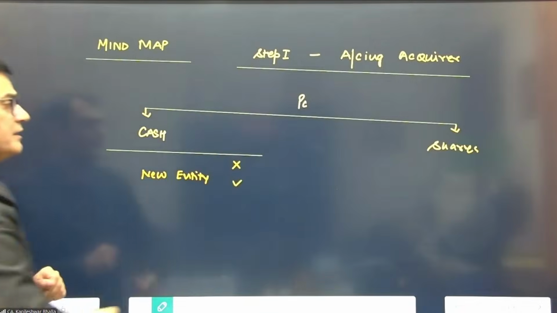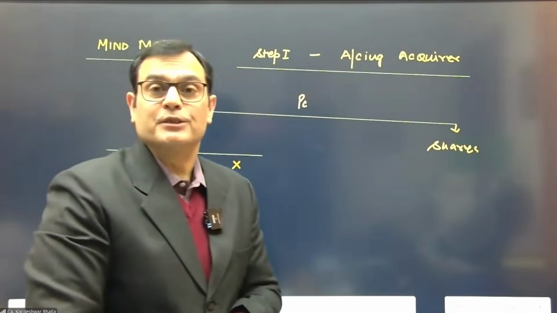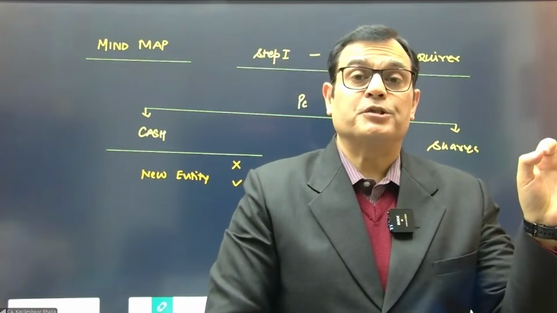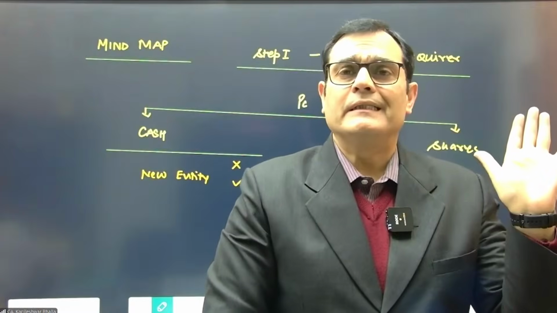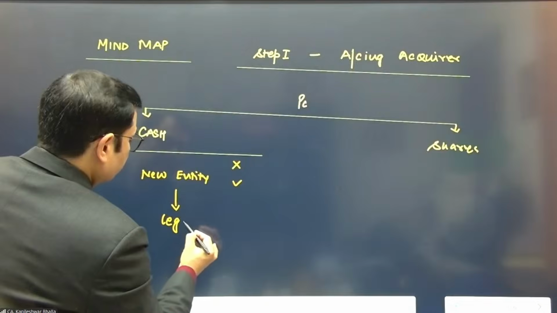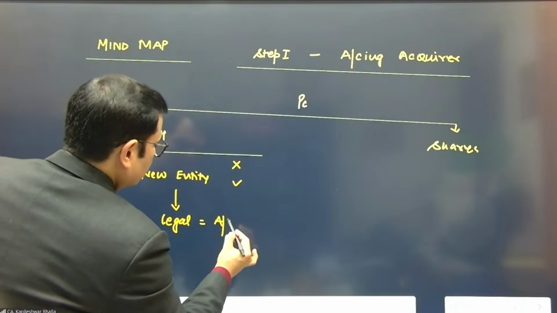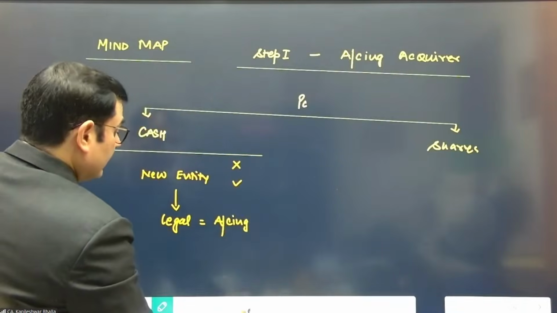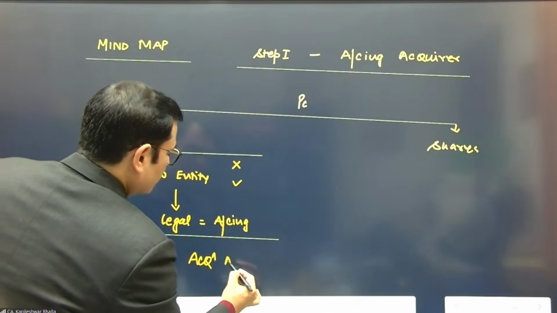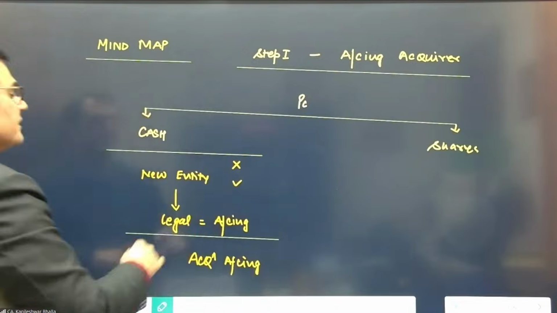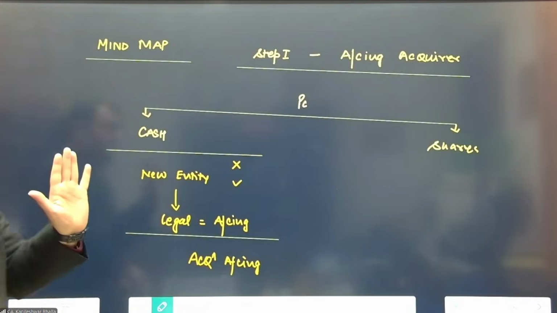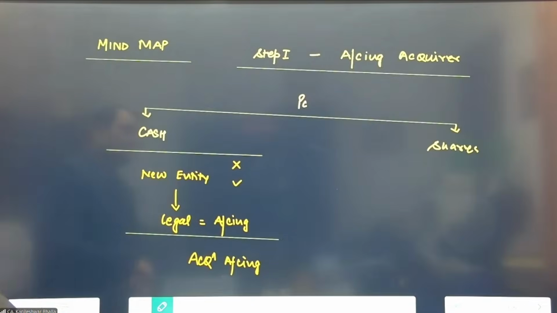So the focus in this case is, whether you create a new entity or not, it does not make any difference to me. The moment your consideration is in cash, undoubtedly the legal and the accounting acquirer is the same. So in this case, we can say the legal as well as the accounting acquirer is the same. And that implies that it is going to be a case of acquisition accounting. It's not going to be a case of a reverse acquisition. The moment your purchase consideration is in cash, it is clear that it is a case of acquisition accounting.